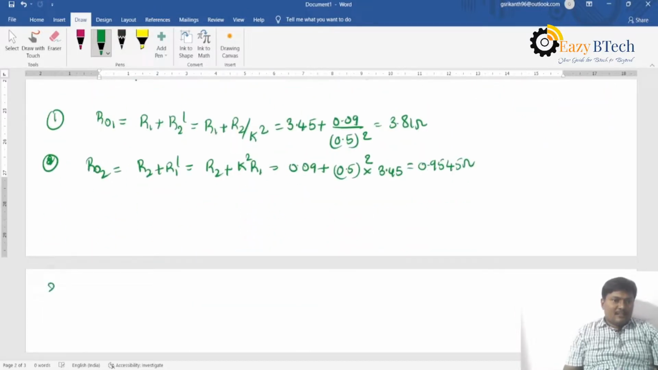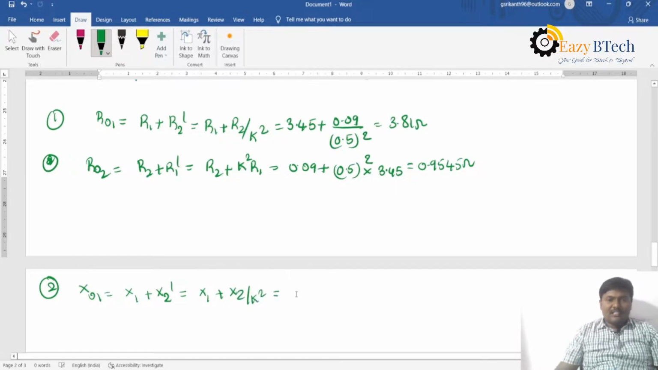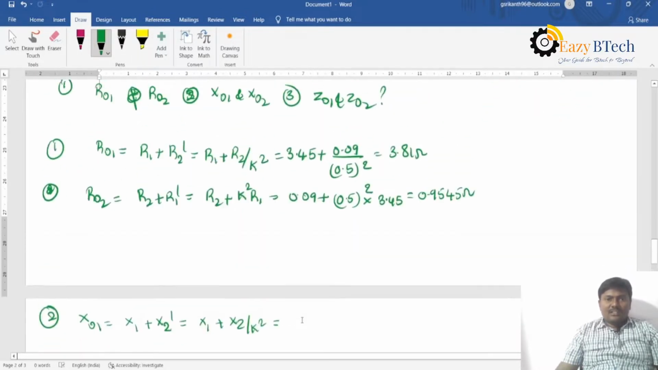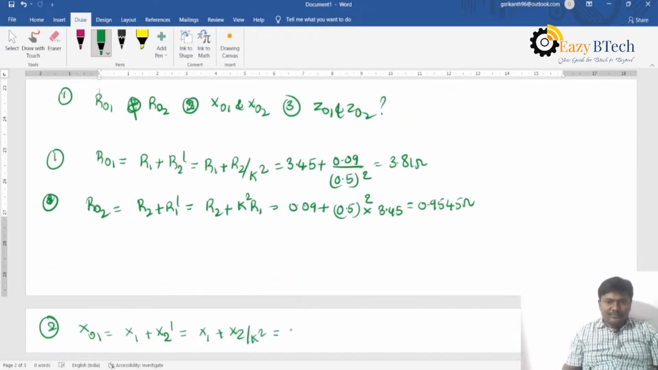And X01 is equal to X1 plus X2 dash, X1 plus X2 by K square. This is the total leakage reactance when referred to primary. What is X1 now? X1 is 0.2 plus 0.015 divided by 0.5 whole square. I am solving in calc, then I got it as 0.26 ohms.